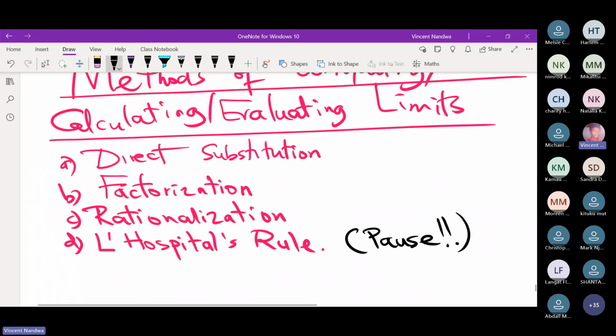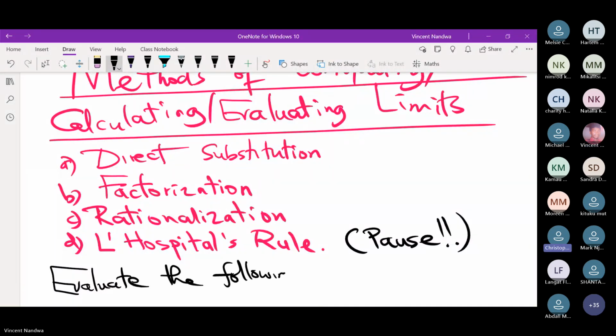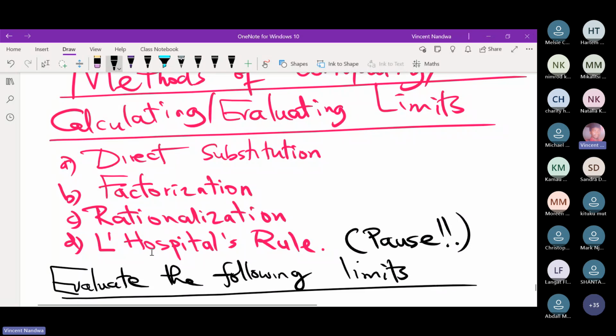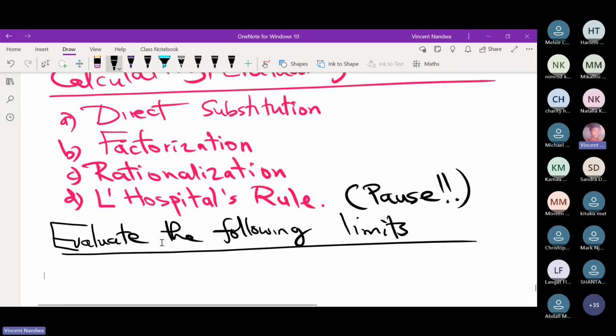So evaluate the following limits. I still repeat, when you are being asked to evaluate or solve or find or calculate, don't even imagine epsilon and delta in those problems. Epsilon and delta are only respected when you are proving limits, but not calculating limits.